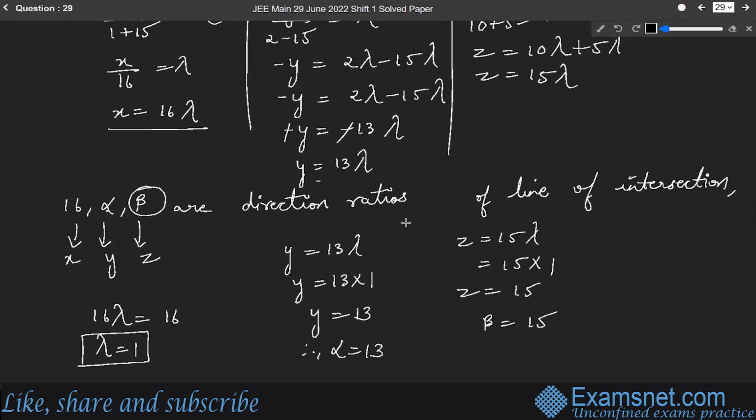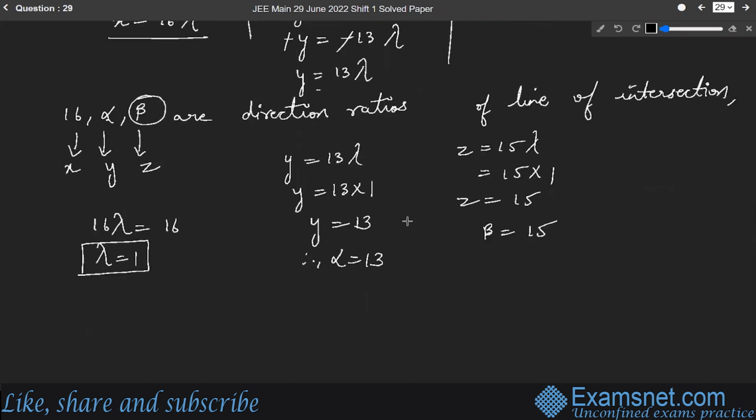Now we have the value for alpha and beta. In this question, we have to find the value for alpha plus beta. Alpha is 13 plus beta is 15. So 13 plus 15 is equal to 28. So the sum of alpha and beta is 28. So for this question, the correct answer is 28. I hope you are clear with this question.